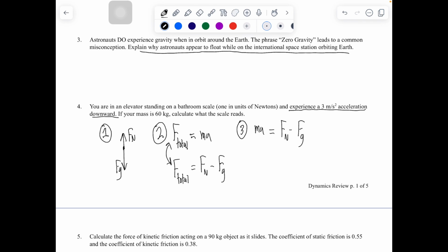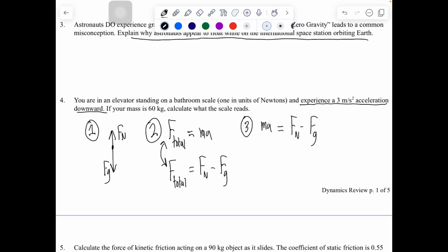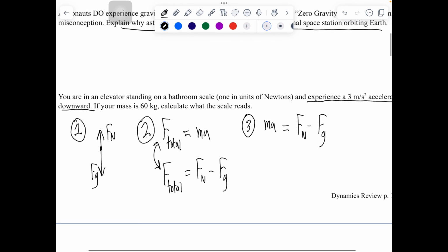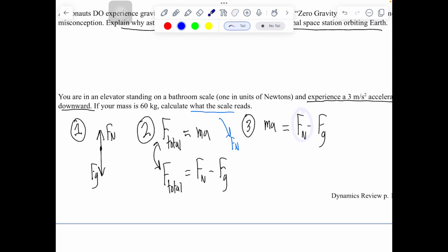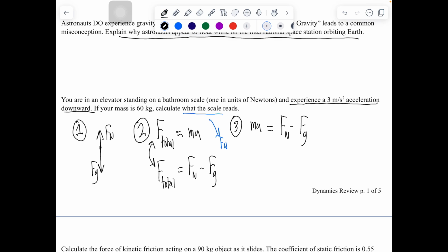Okay. Now we're really just going to plug in and see where we get. We know we're solving for what the scale reads. That means normal force. We're asked to solve for our normal force. That's what the scale reads. At this point you could plug in, but I'm going to go a little farther and just use our variables. We know the force of gravity is just m times g. So why don't we plug that in for our force of gravity? You rewrite your equation: mass times acceleration is normal force minus mg.